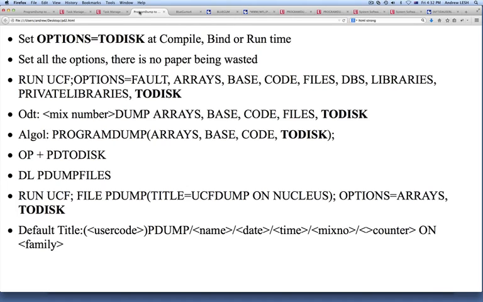A program dump to disk may be taken explicitly by setting the to disk option at compile time, bind time or run time. If the system option PD to disk is set, then by default program dumps will be taken to disk. If the DL Pdump files location is set, then program dump files will be taken to that family. The name and location of the program dump file may be changed using label equation, by label equating the file Pdump.